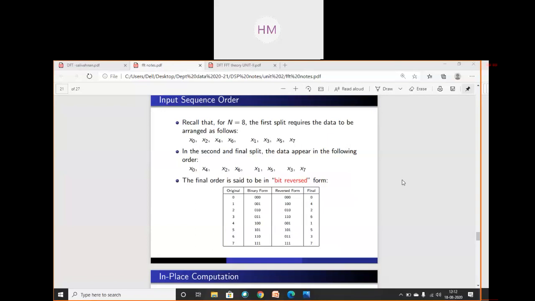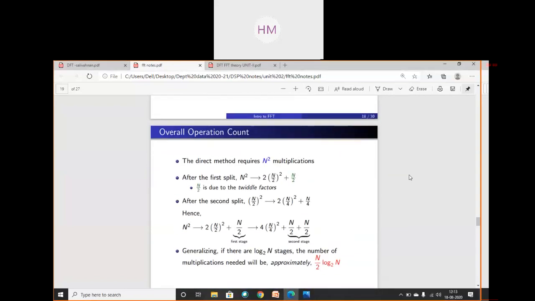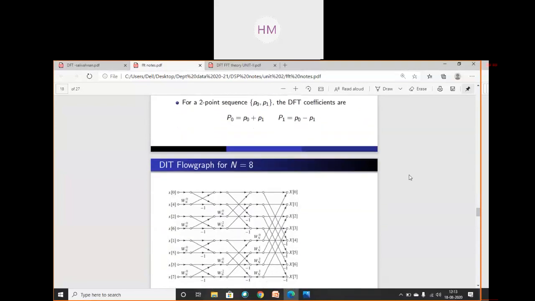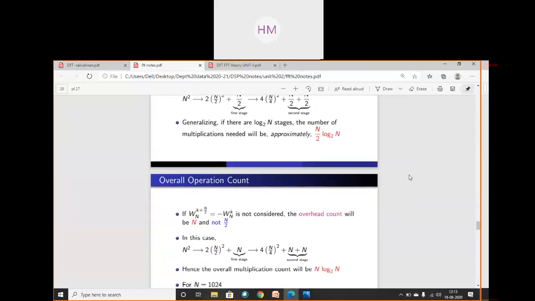And then we are drawing a butterfly diagram. We are decomposing each stage of calculation to get the fast Fourier transform. So we have discussed all the basic concepts over there, the computational complexities. What do you mean by a butterfly diagram? Such kinds of diagrams we have seen that day.